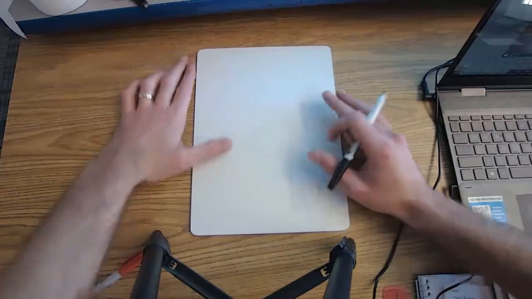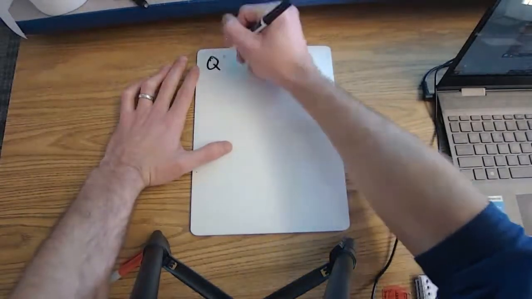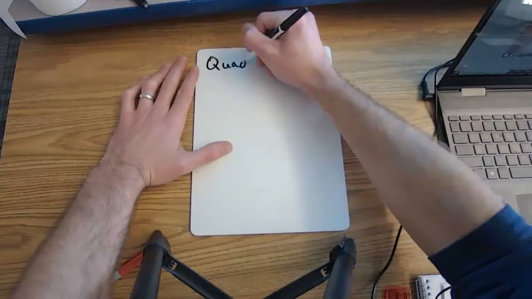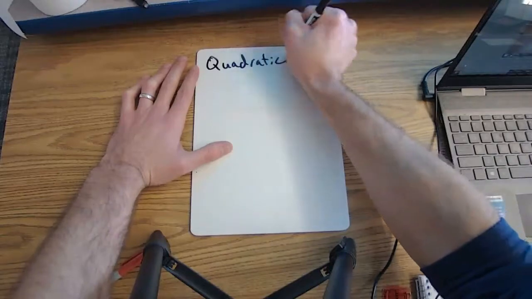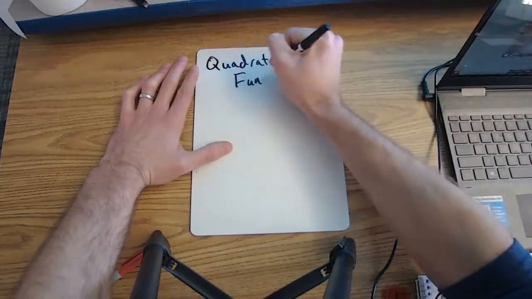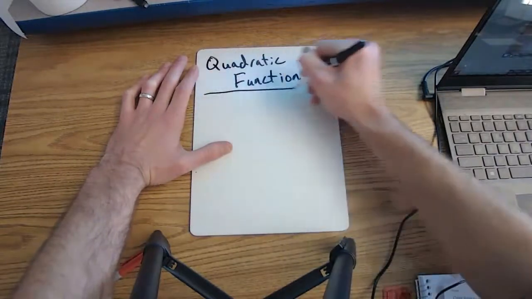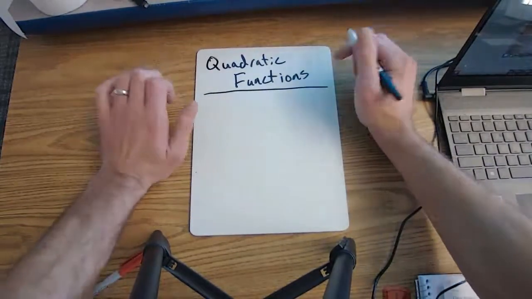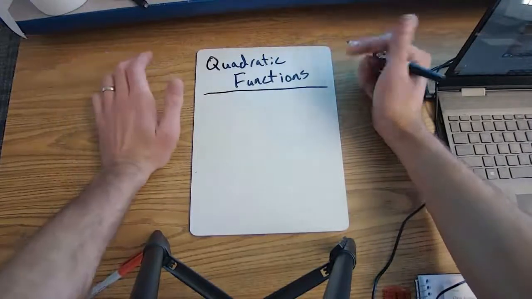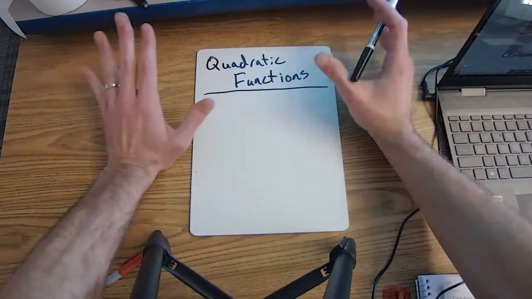Alright, so we are talking about quadratic functions. Today we're going to be looking at the different types of equations that can be written and how those are related to our parabolas and all the key features that we talked about.